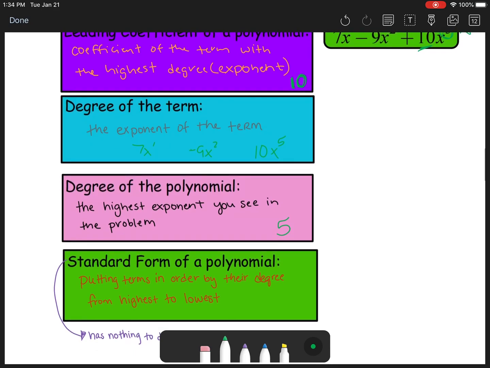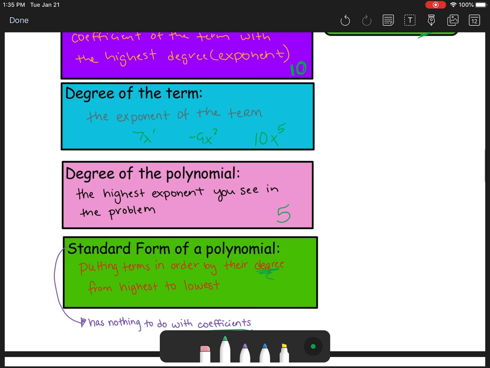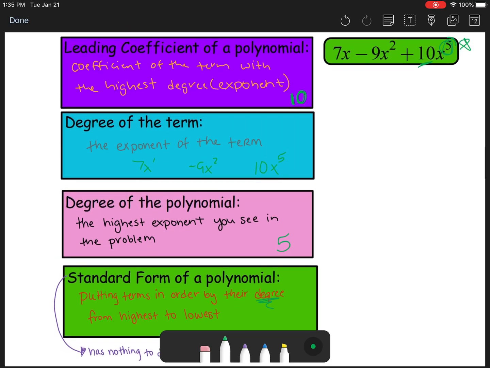Standard form of a polynomial is where we put terms in order by their degree, in other words, by their exponent from highest to lowest. Note that this has absolutely nothing to do with the coefficients, the number in front. It's just looking at the exponents. So looking at the exponents, 5 is our largest exponent, so that would be our first term. 2 is our second largest.